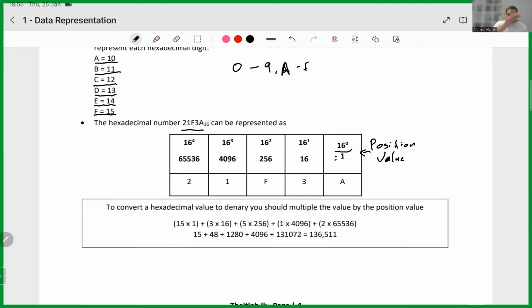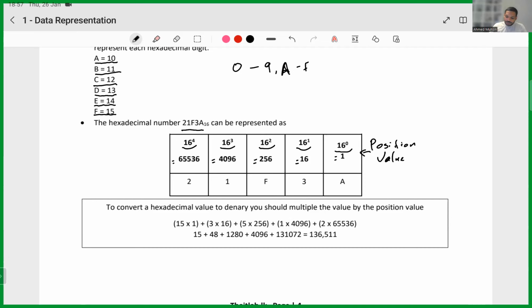Then we go on to the next step, which is 16 to the power of 1, which is equal to 16. Then 16 to the power of 2, which is equal to 256. Then 16 to the power of 3, which is equal to 4096. Then 16 to the power of 4, which is equal to 65,536. Once again, I want you to note something.